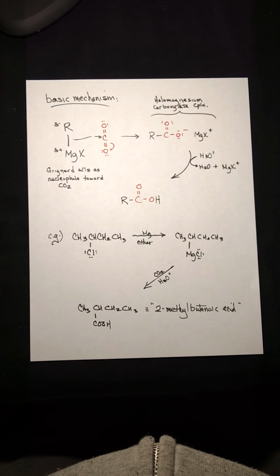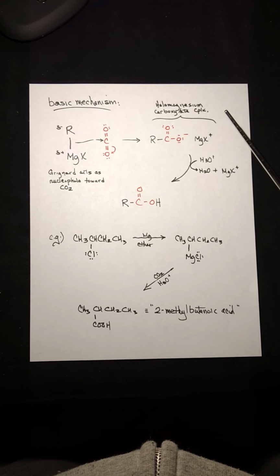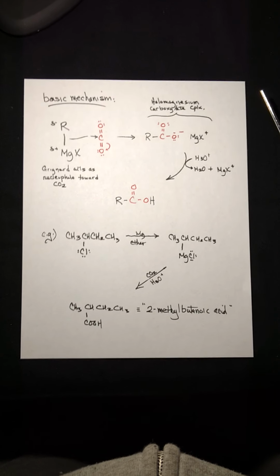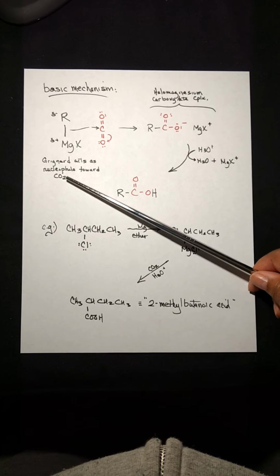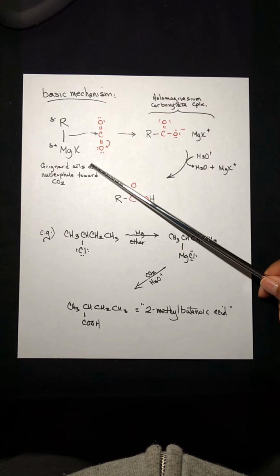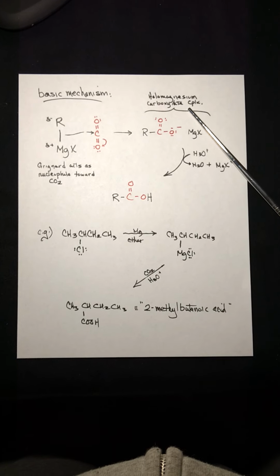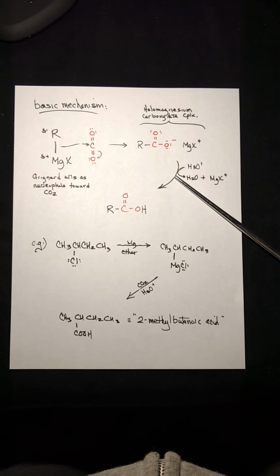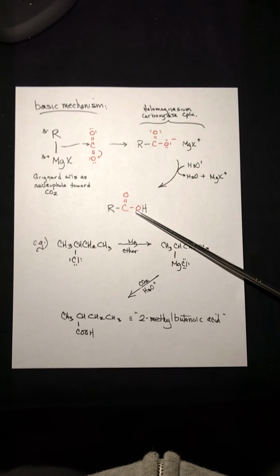If you look at the basic mechanism, the reaction between Grignards and CO2 is really not that much different from an aldehyde or ketone. The Grignard, in this case, acts as a nucleophile towards carbon dioxide, and we form this halo magnesium carboxylate complex, which will in turn be hydrolyzed to give us our carboxylic acid.